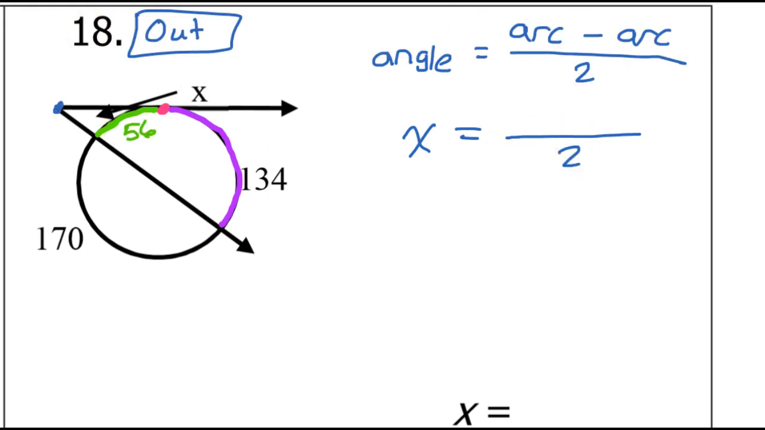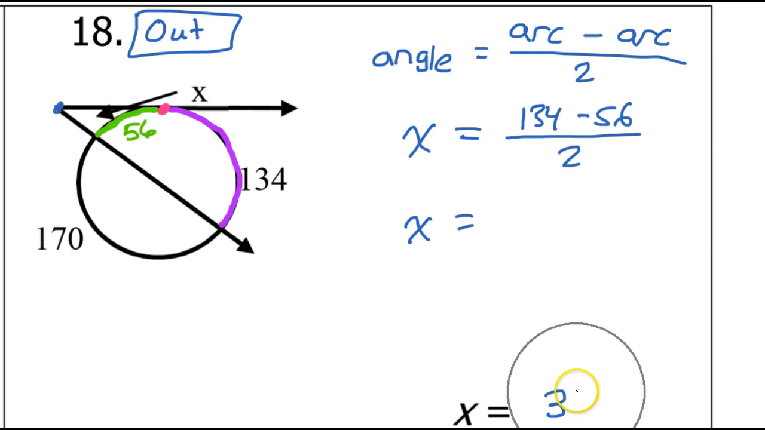Okay, so now I can go on with the problem. Big arc minus small arc. So 134 minus 56. Notice once again we did not use the 170 in the calculation. So help me out. Can somebody just put that in your calculator and tell me what you get? What was it? 39. So X turns out to be 39 degrees. Any questions about number 18?